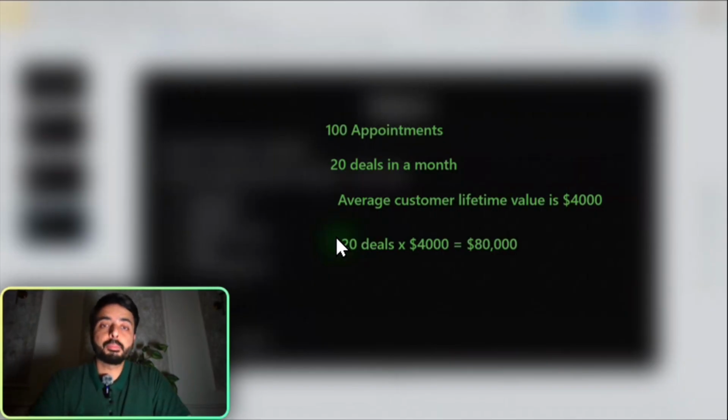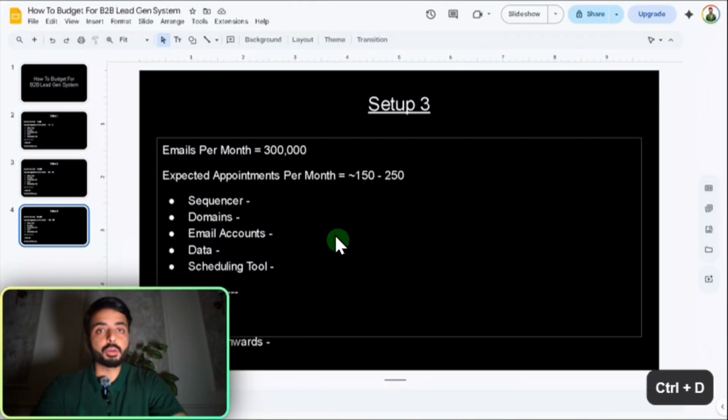That is how much money you'll be making if you decide to choose this system and if you have these variables like your average deal size. So if your average deal size is lower, obviously your revenue will be lower. If your close rate is lower, your revenue will be lower. If your deal size and your close rate is higher, then your revenue will be higher as well.